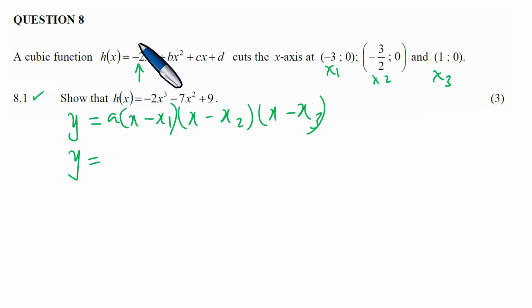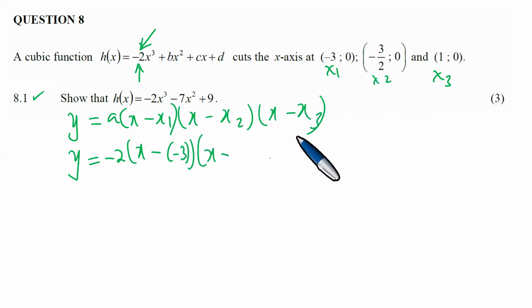Okay, at this point, we have that the coefficient of the cubic term is -2, so that is our a. Put -2 there, and we have x minus the first x-intercept, -3. You put the -3, but put it with its sign, x minus the x2. You have -3/2, and x minus the x3. It's a 1.